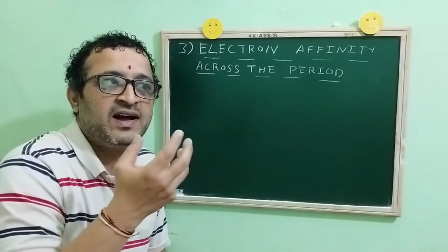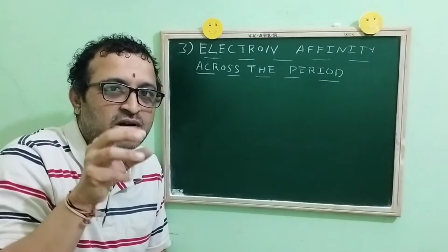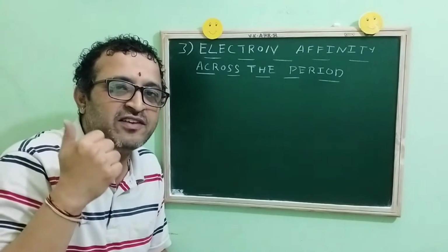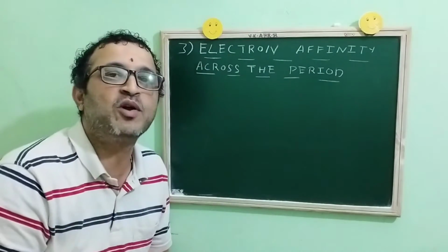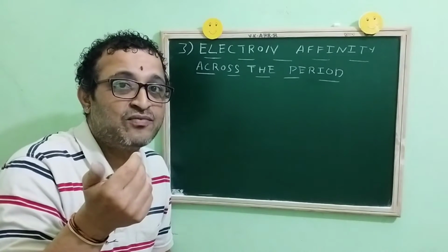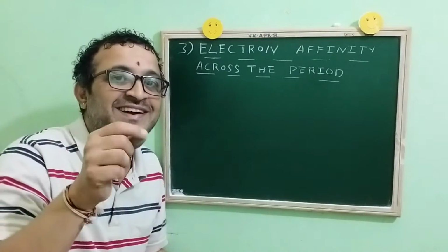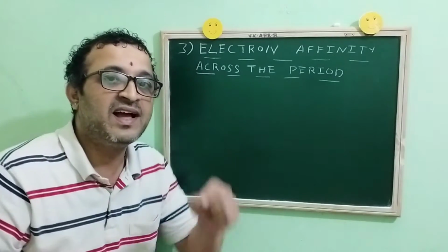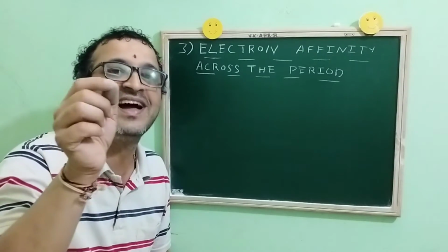Now, children, one example: if there are two students, one student accepts the challenge of the board exam wholeheartedly, so that student will score more marks. And the other student, who is not accepting the challenge of the board exam wholeheartedly, will definitely score less marks. Here, accepting the challenge is nothing but accepting the electron, and the mark scored is nothing but the amount of energy released, that is electron affinity.